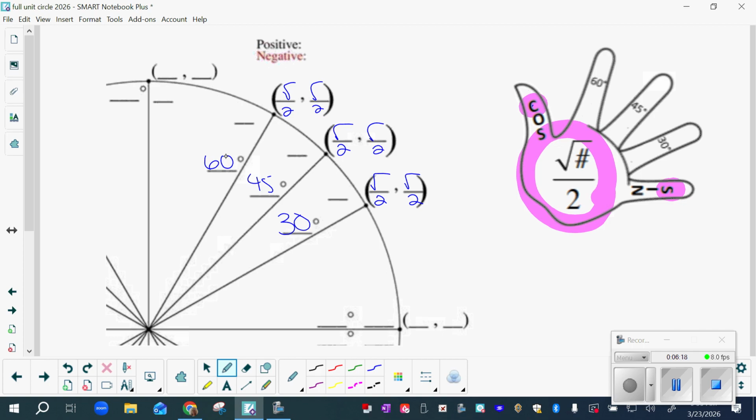Here we go. Are you ready? Wait, do you write in the middle? You don't, because who wants to write that? I write it over here. Okay, so I want to do 30 degrees. I am going to fold that finger down.